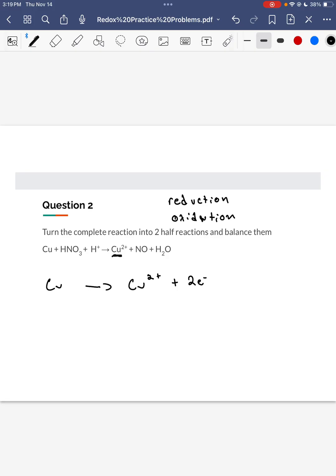Next, I'll do my reduction half. I did my oxidation half, and the reason my reduction half is a little harder is because it's going to be everything else that's left, and I have quite a bit left here. So I have these species on the left side, my reactant side, and I have these on my product side.